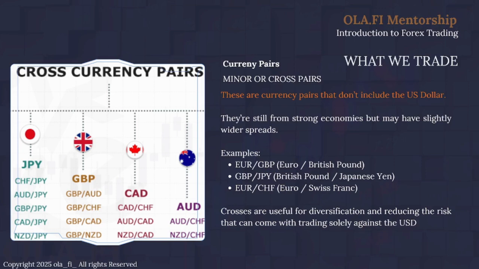A cross is pairing the seven big economies with the dollar with themselves. That's what a cross is. So crosses are useful for diversification and reducing risks that can come with trading solely the dollar.